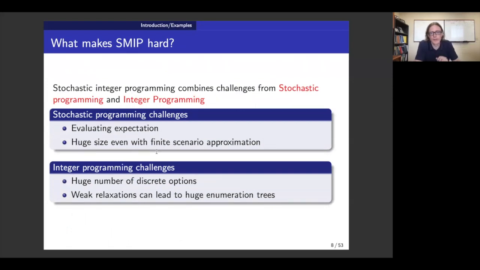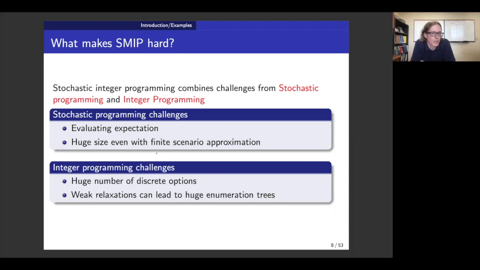So this is a little bit of motivation that it's a general problem class that can be useful in a lot of different areas. I'm going to shift now towards how we solve these types of problems. The first thing we have to understand is what makes it hard. Why is it an area where we can't always just give it to a solver and say, go, unfortunately, yet. There are two main challenges, and they come from the fact that it's bringing in things from two different fields, stochastic programming and integer programming.